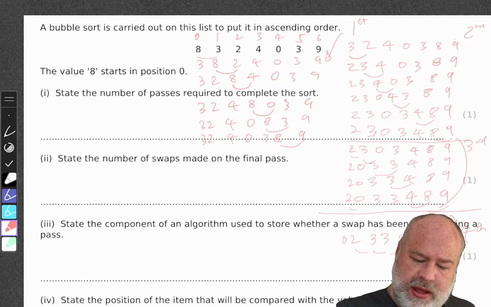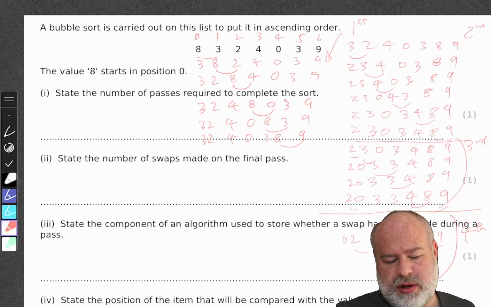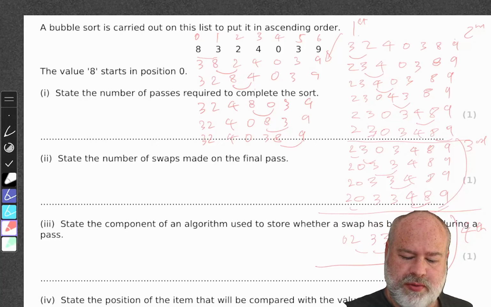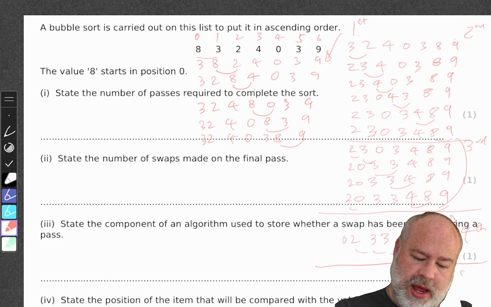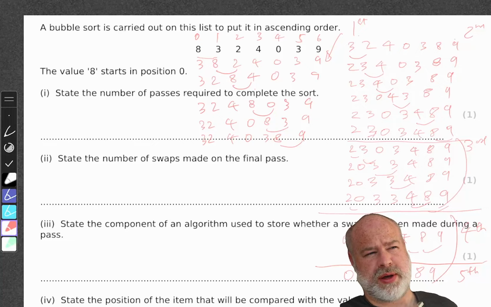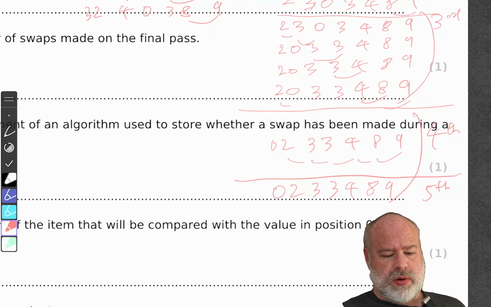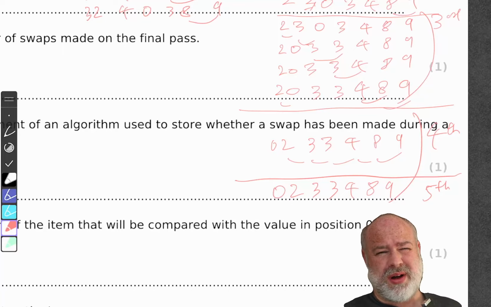But the thing is, the fourth pass, the algorithm still doesn't know that this array is sorted. It requires now a fifth pass to actually realize that all our numbers were in order at the end of the fourth pass. So that's pretty tricky for a one marker. It's not very generous, is it?